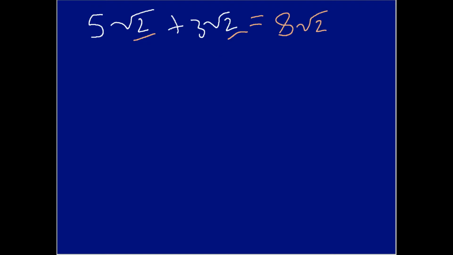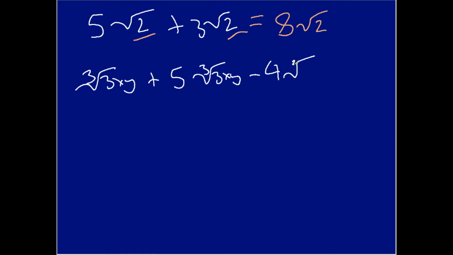And the same principle applies if you have a different index. To give you an example, let's say I have cube root 3xy plus 5 cube root 3xy minus 4 cube root 3xy. Again, this is basic addition and subtraction. So we add first. There's not a number here, but basically this should be a 1 here. So 1 plus 5 is 6. 6 minus 4 is 2.